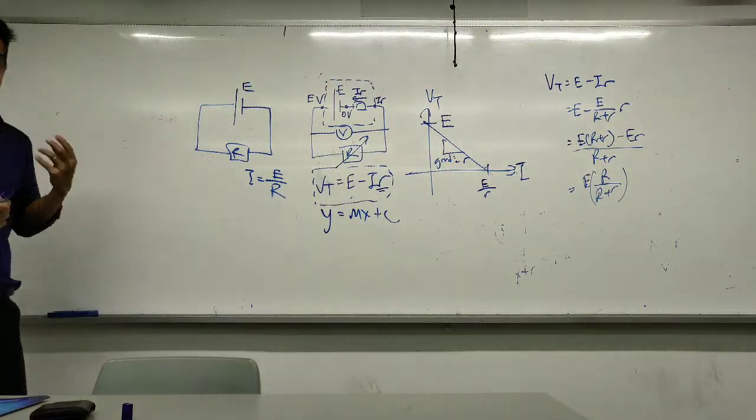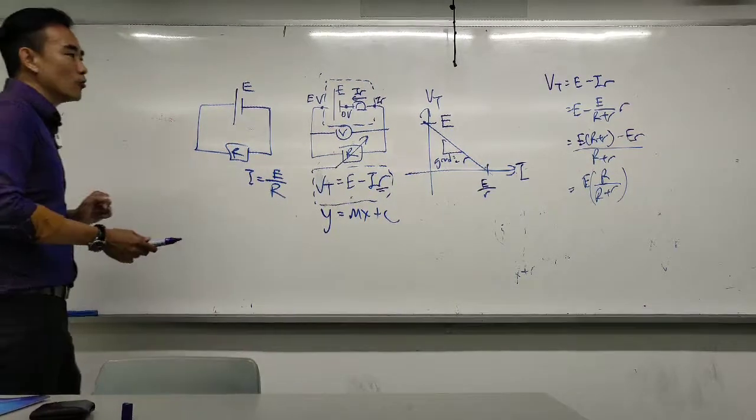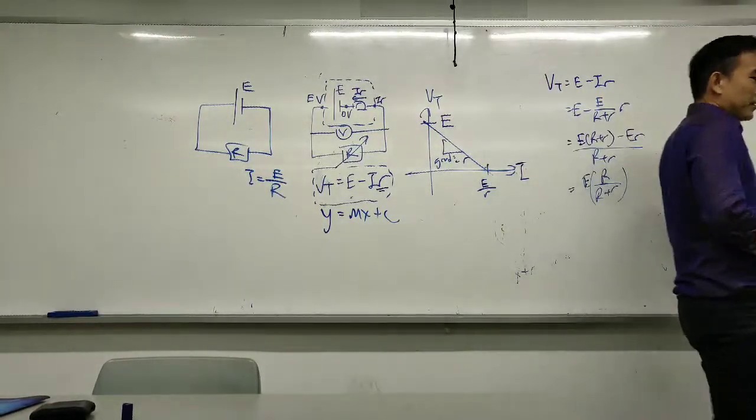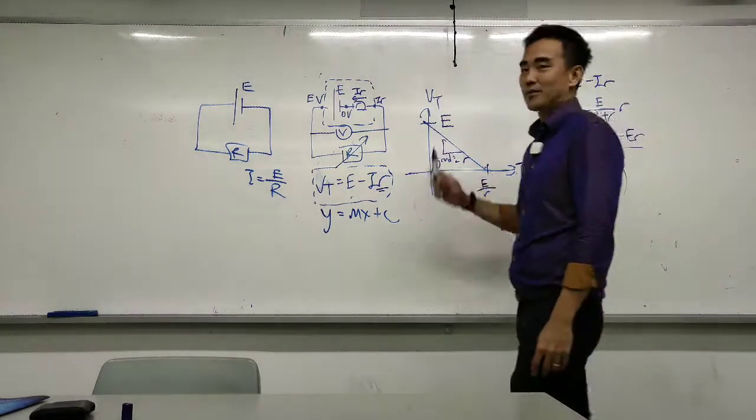The E is split between the big R and the small r, which makes sense as well. So the only way for Vt to be equal to E is where the big R is very big compared to the small r. Now when the big R is very big compared to the small r, what is the current? Zero. Almost zero. So it tallies with what we talked about.